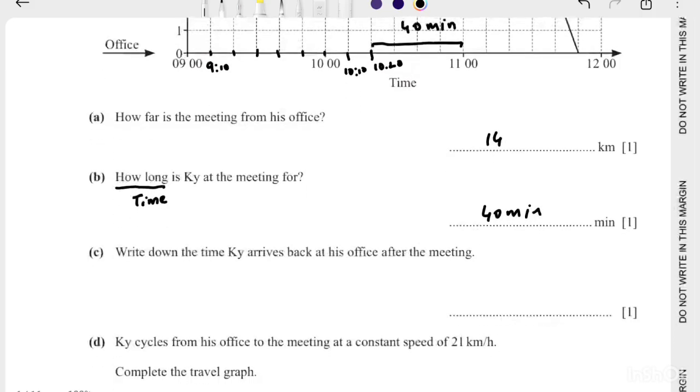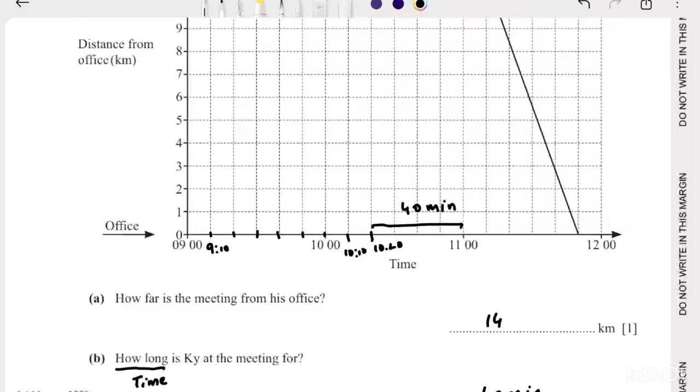Now C part, write down the time Kai arrives back at his office after the meeting. We have to find the time from here. So it will be 11:10, 11:20, 11:30, 11:40 and 11:50. This would be the answer.